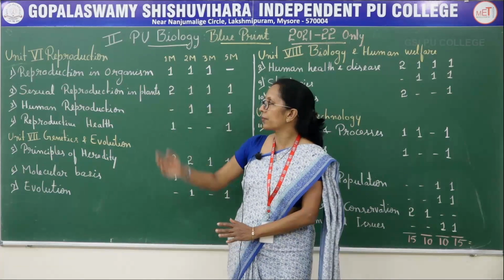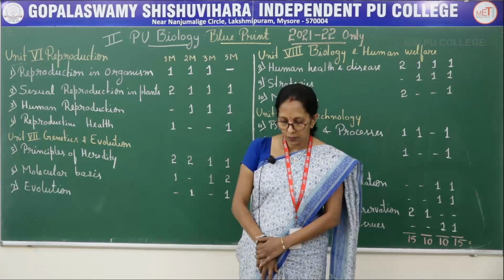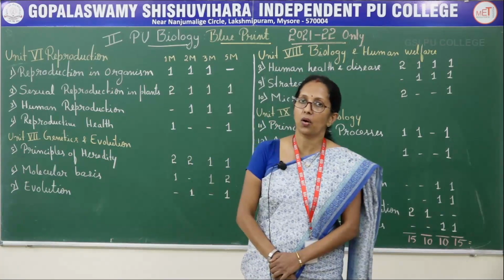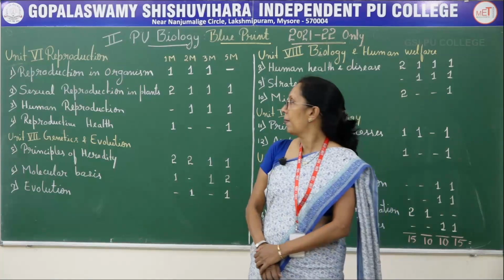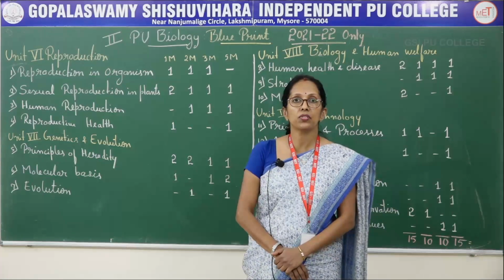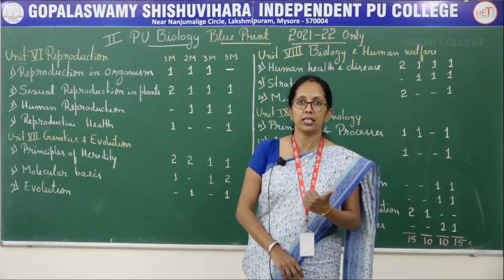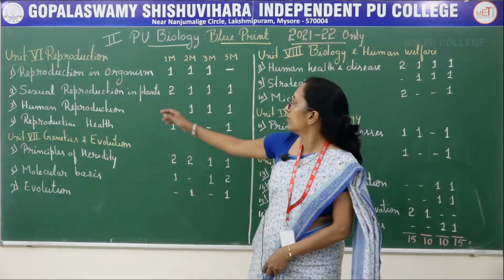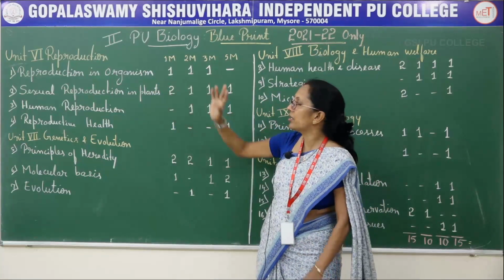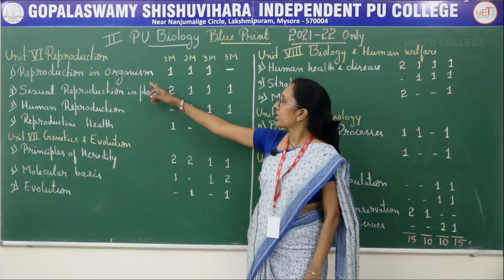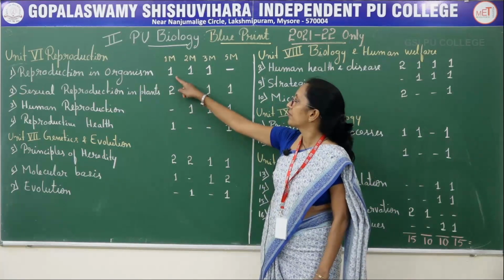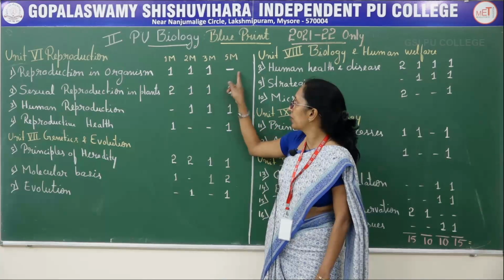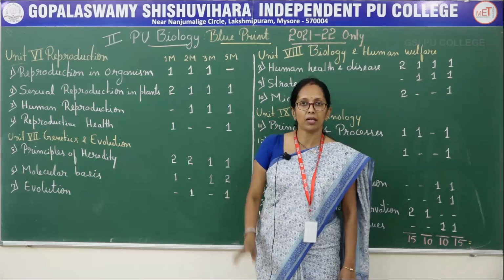Coming to sexual reproduction in organism, here we understood there are 4 stages of sexually reproducing organisms, and then we understood the events of sexual reproduction: pre-fertilization, fertilization and post-fertilization. This is about the first chapter, that is reproduction in organism. So, in this chapter, reproduction in organism, 1 mark question is only 1, 2 marks is 1, 3 marks is 1, and there is an absence of 5 mark question.